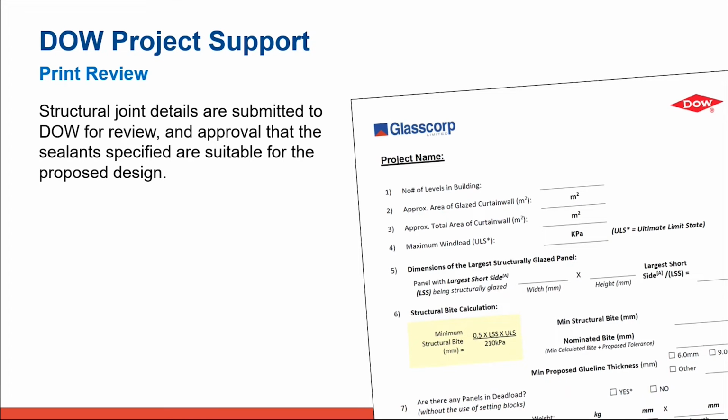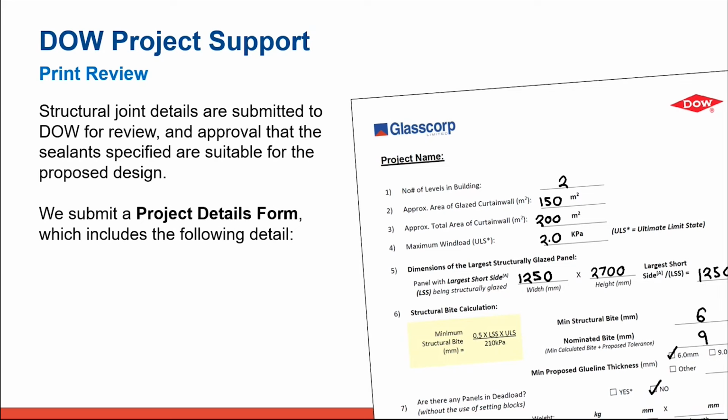To start with, for each structural glazing project, our customers will complete and submit to us a project details form. This is a simple form which includes specific project details such as the project name and the street address, details pertaining to the structural bite that's being used. So this will allow Dow to review the structural bite calculation and verify that the nominated bite is sufficient.